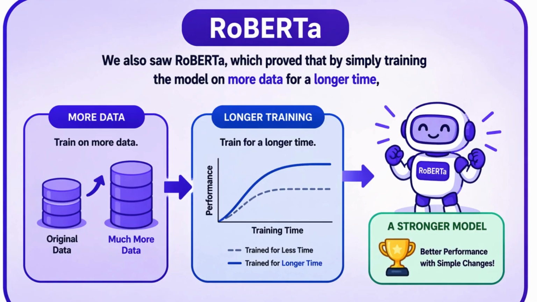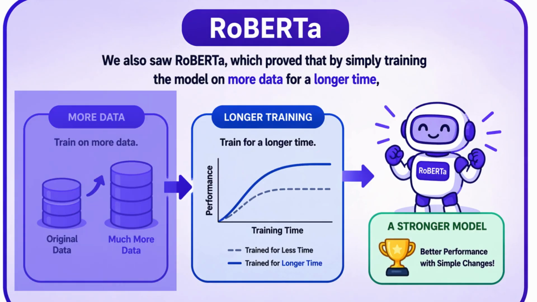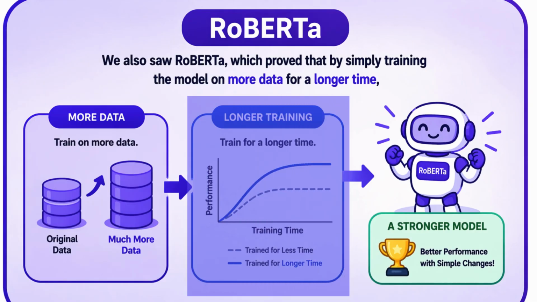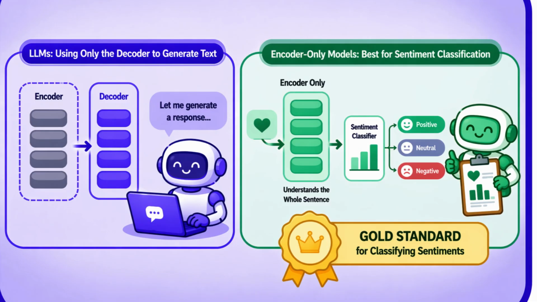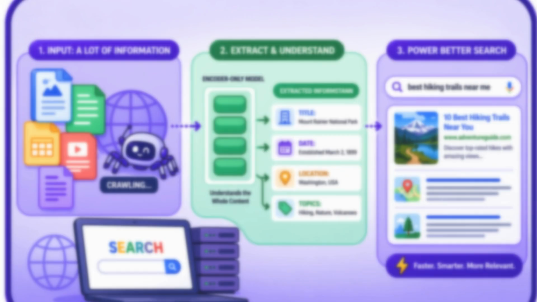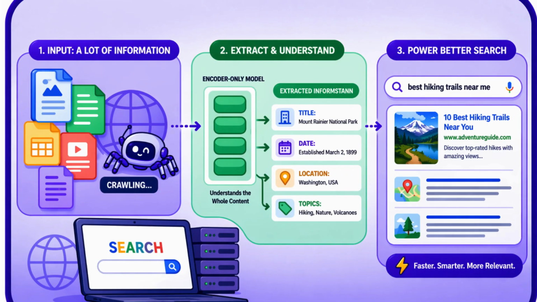We also saw RoBERTa, which proved that by simply training the model on more data for a longer time and removing unnecessary tasks like next sentence prediction, we could push the boundaries of accuracy even further. Today, while large language models, LLMs, often use only the decoder side to generate text, these encoder-only models remain the gold standard for classifying sentiments, extracting information, and powering the search engines we use every day.